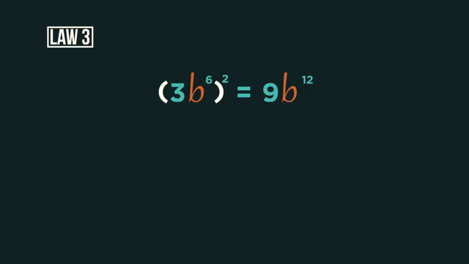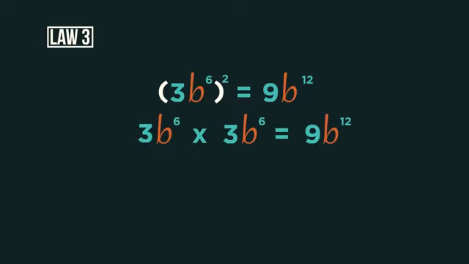If we wrote this out, it would be 3b6 multiplied by 3b6. And we know that when we multiply indices, we add the powers. So 3 multiplied by 3 is 9, and 6 plus 6 is 12. So just remember, when we raise a power to a power, we just multiply the 2 powers together.